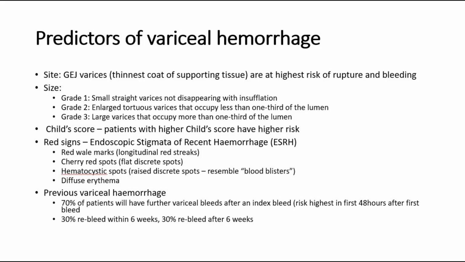Red signs and endoscopic stigmata of recent hemorrhage: red wale marks, which are longitudinal red streaks; cherry red spots, which are flat discrete spots; hematocystic spots, raised discrete spots; and diffuse erythema. Previous variceal hemorrhage: 70% of patients will have further variceal bleeds after an index bleed, risk highest in first 48 hours after first bleed. 30% re-bleed within 6 weeks, 30% re-bleed after 6 weeks.